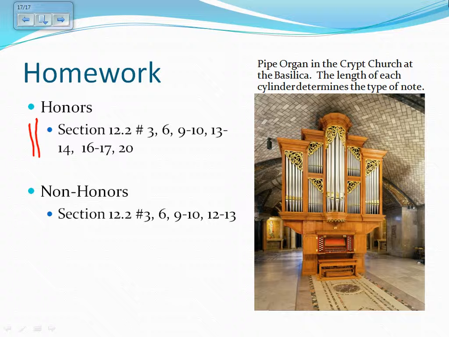This is the pipe organ in the bottom of the crypt church in the basilica. There's a beautiful 4 p.m. Mass. And the length of your pipes, the length of those cylinders, determines what type of note you have. The longer the pipe, the lower the note. So if you have those little tiny pipes, they make the really high notes. Everybody got it?